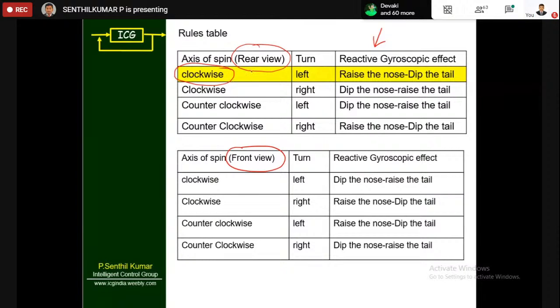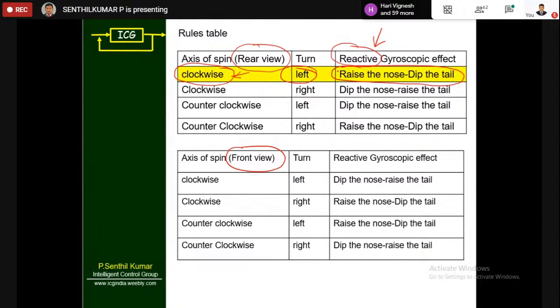Okay, there is a rotor which is rotating clockwise. You want to make a left turn. See, as a pilot, I want to take a left turn. What is the condition? You have to raise the nose, tip the tail. So this is a gyroscopic effect. This is reactive.